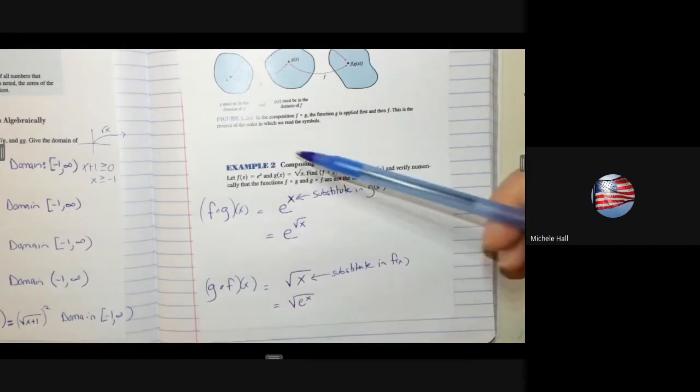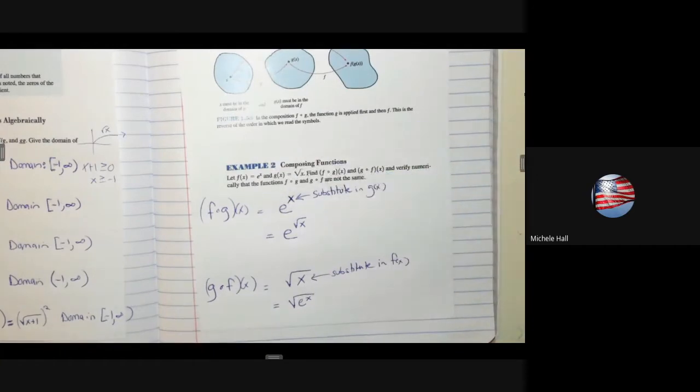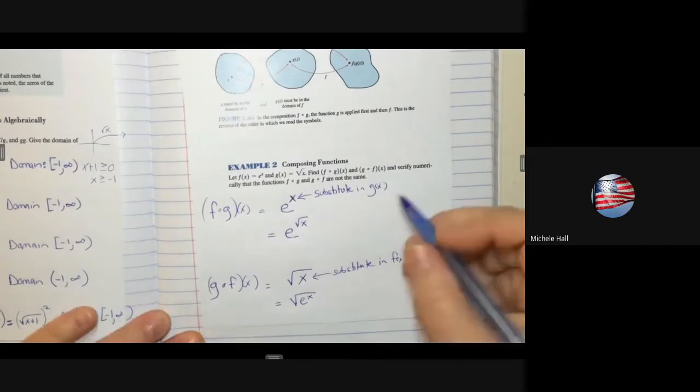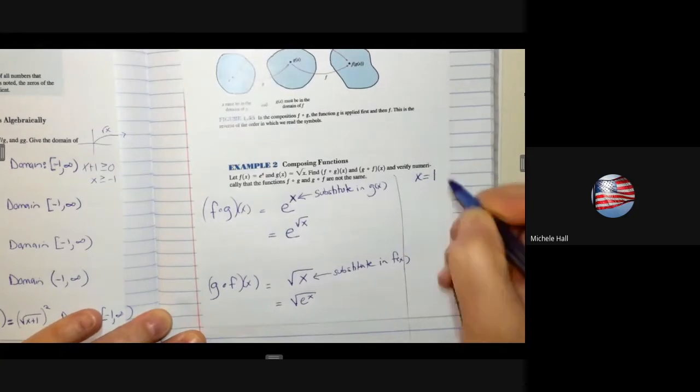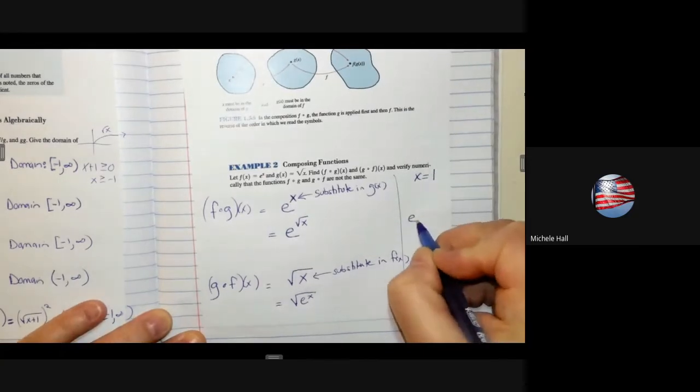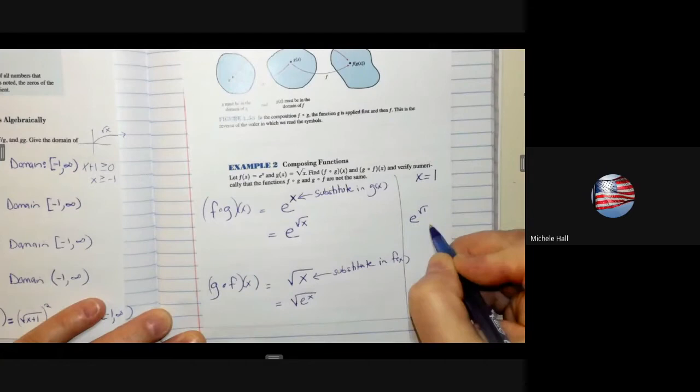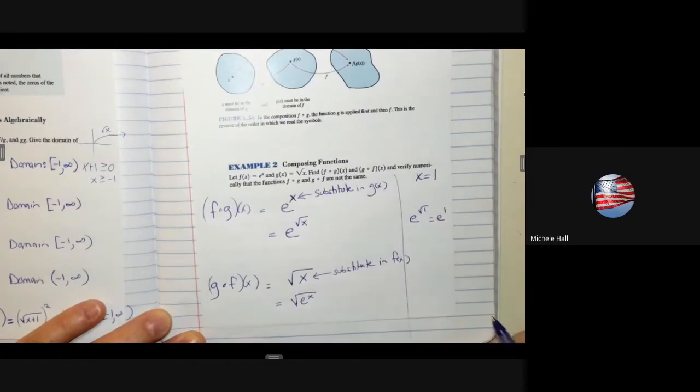Verify numerically that the functions are not the same. Let's just choose the number 1. Let's say when x is 1. When x equals 1, I would have e to the square root of 1. The square root of 1 is 1. So I'd have e to the 1 power.